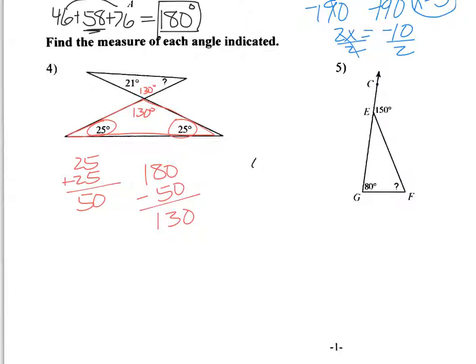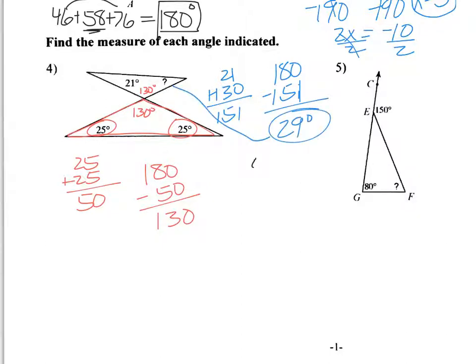Now I can find the missing angle by doing 21 plus 130, that's 151. Then I have to subtract that from 180. And if I subtract that, that's going to give me 29. So 29 would be that missing angle.